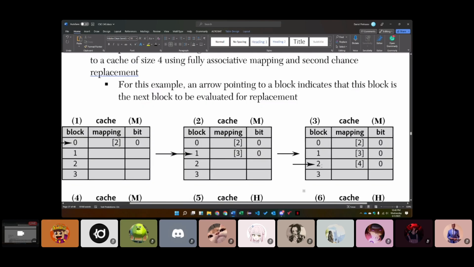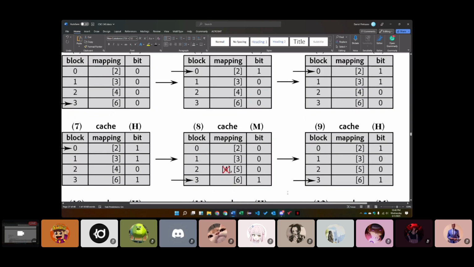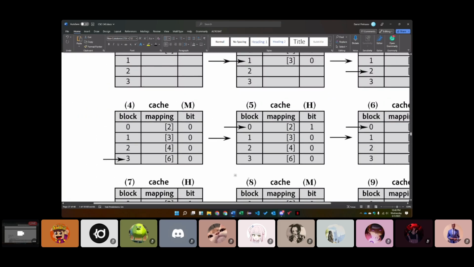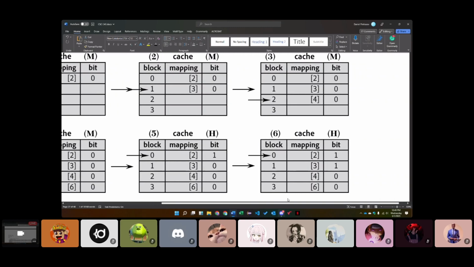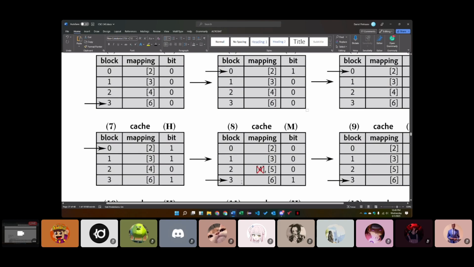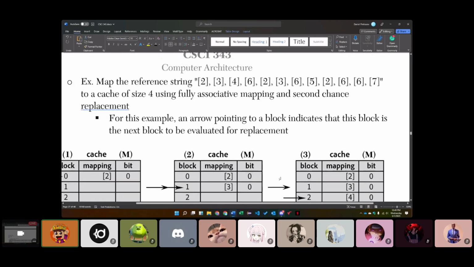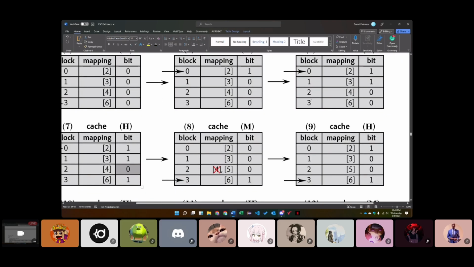Alright, then our next one is 6. Okay. 6 is a hit. Its second chance bit turns to a 1. Nothing happens to the clock. Alright. Then we have a 5.